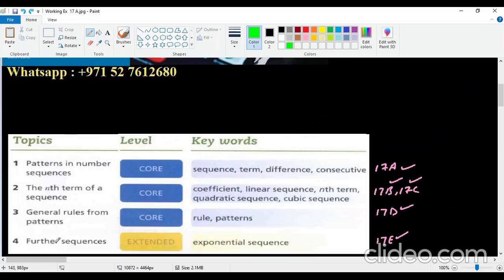So the next topic is going to be about the nth term of a sequence, how to find the nth term, how to find the coefficient, what linear sequences are, and quadratic sequences and cubic sequences. We learn that in the next topic.